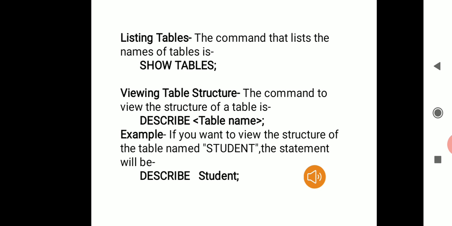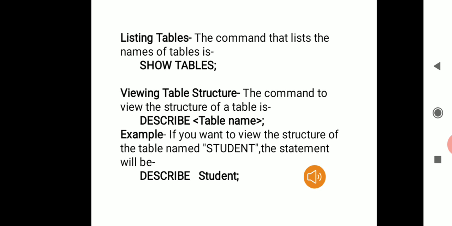Then the next topic is how to view the structure of a particular table. The command to view the structure of a particular table is describe followed by space, then see the text within angle brackets, table name, then after that semicolon. So that is basically the syntax to view the structure of a particular table. Therefore, describe table name followed by semicolon is the syntax to view the structure of a particular table.